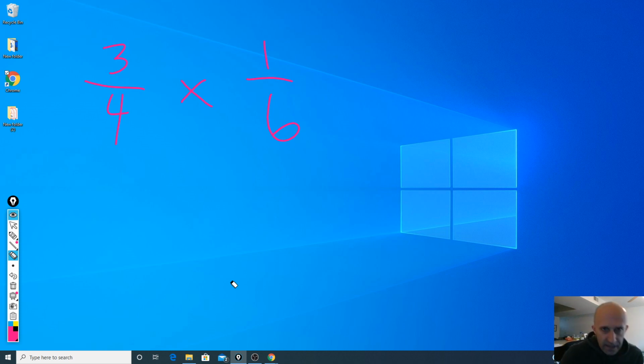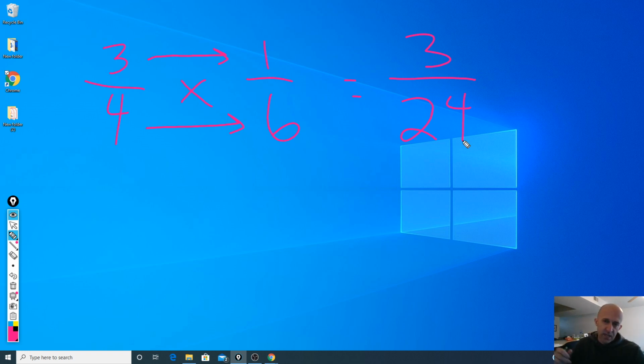Okay, so multiplying fractions. When you multiply two fractions, plain and simple, like I said in the video a while back, multiplying fractions is the simplest part, because all you're really doing is just multiplying across. 3 times 1 is obviously 3. 4 times 6 is 24. So when you multiply those two fractions together, it gives you 3/24.